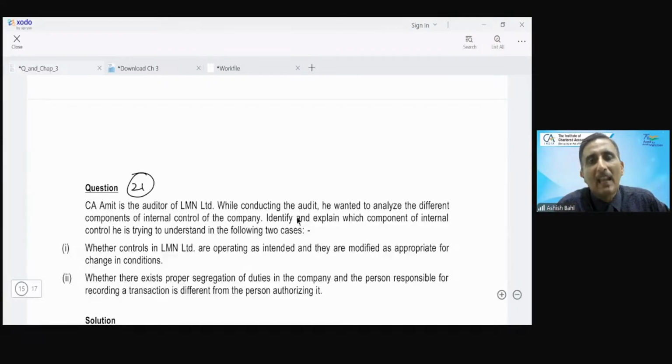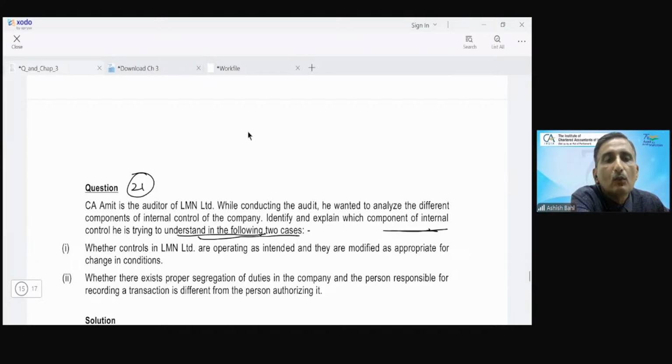Again, I am repeating the names of those 5 components: control environment, entity's risk assessment process, information system and business processes, the fourth is control activities, and fifth is monitoring of controls. So identify and explain which component of internal control he is trying to understand in the following 2 cases. Now these 2 situations are given. You have to identify the component of internal control.